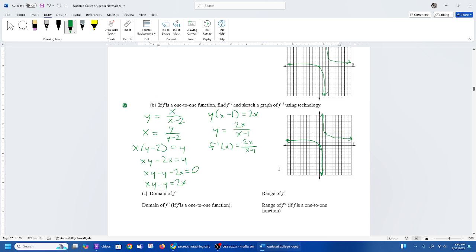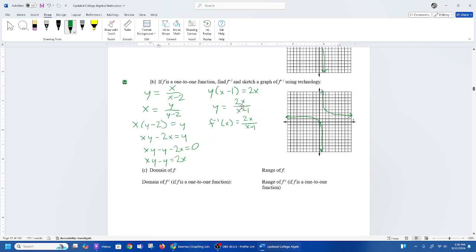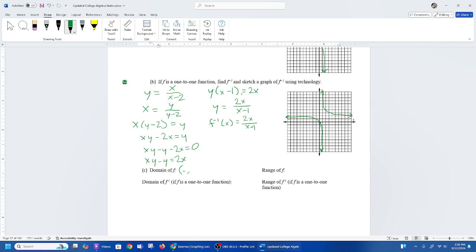What is the domain of f? Well, what is the one number that we cannot stick in here? We can't put 2 in here, otherwise we'd be dividing by 0. So it's going to be every number in the world, negative infinity, except 2. So we're going to go up to 2, soft bracket, union, and then the right side of 2, 2 to infinity. This will also be our range of our inverse.